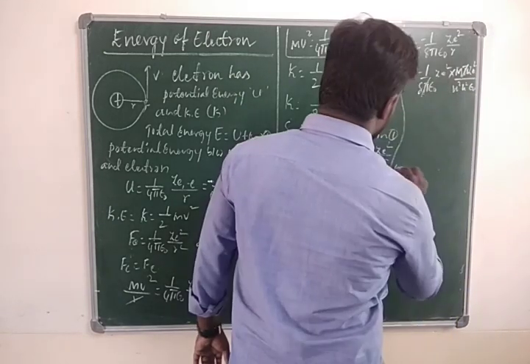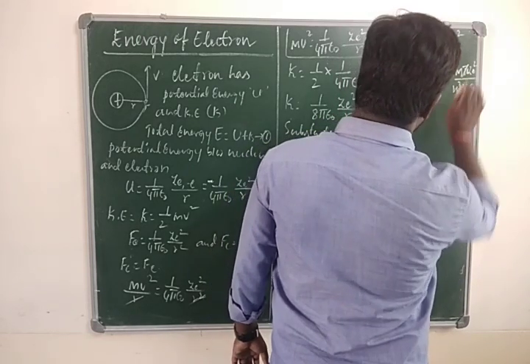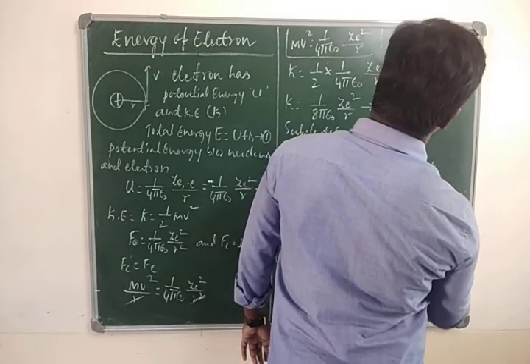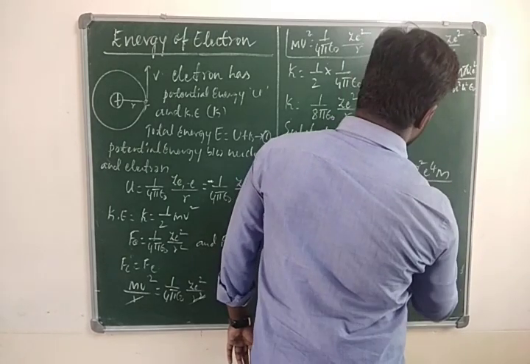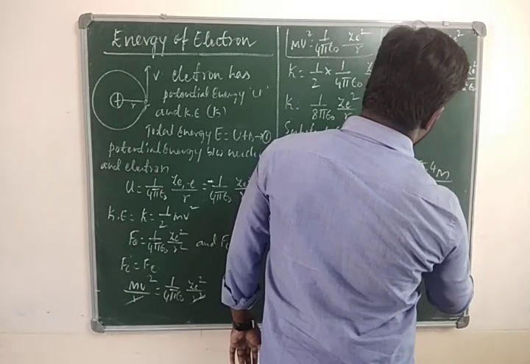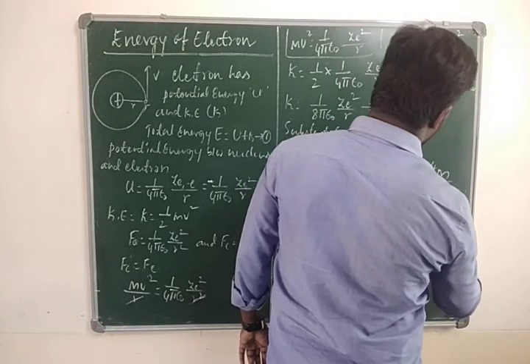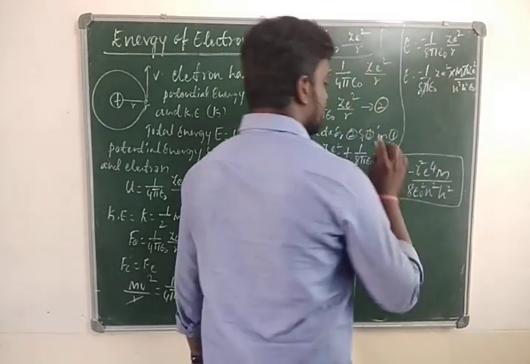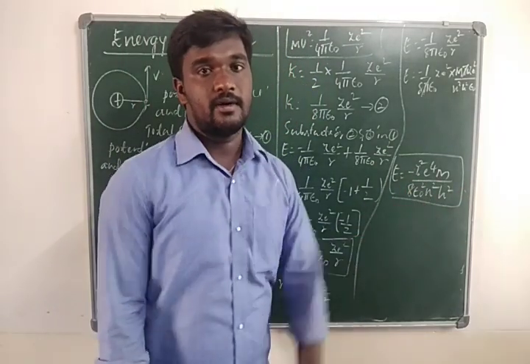The final expression: E is equal to minus Z into Z square e to the power of 4 into m by 8 epsilon naught n square, epsilon naught into epsilon naught square n square h square. This is the final expression. This is the energy of the electron.